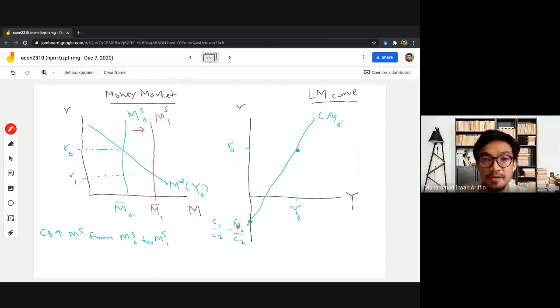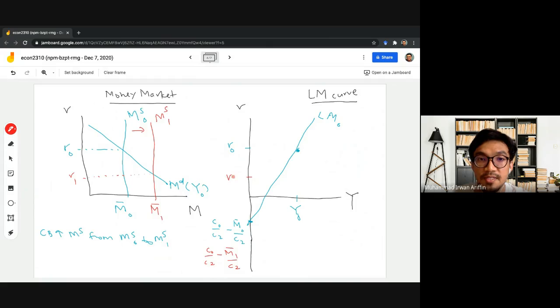So now instead of negative M0, we now have a bigger quantity of money. That means our LM curve will have to shift to the right, because we're going to have a new intercept. Our new intercept would be C0 over C2 minus M bar 1 over C2, because now we have a higher supply of money, which causes a higher equilibrium quantity of money in the money market.